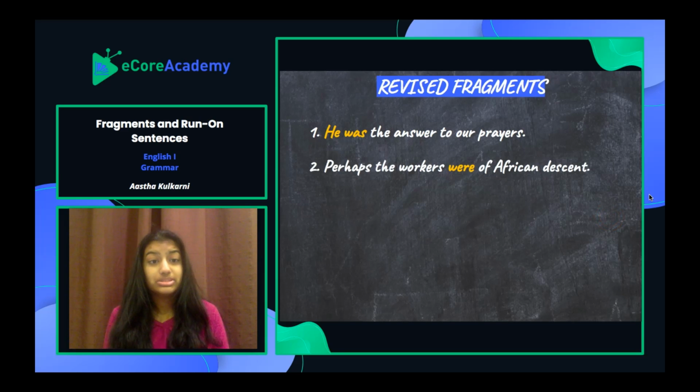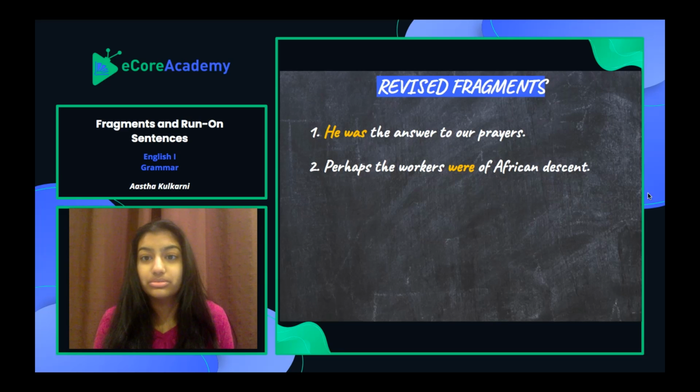The second example also is using the first solution that we talked about, which is adding a subject or verb. This one only adds a verb and it still makes a complete sentence, which is completely okay. If you don't remember the original fragment, it was perhaps the workers of African descent. Now, if we wanted to really emphasize that the workers were of African descent, we can simply add that helping verb of were in there. That way we are emphasizing what the workers were like. Simply adding that verb makes it a complete sentence, and now it reads, perhaps the workers were of African descent. So now that's a complete thought. We know what descent the workers were of. And now we can make another sentence talking about what they're doing.